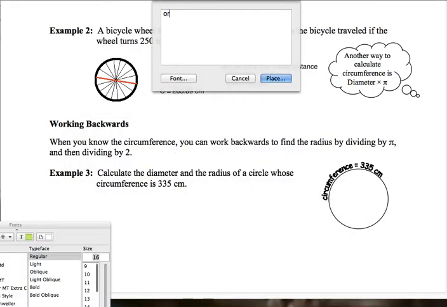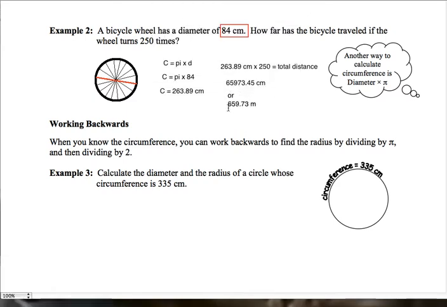So I could say that here, 659.73 meters. I could actually give that in kilometers too if I felt like it, but it would be less than a kilometer. So this is probably the best answer to have. And that's the one that I'm going to circle. But again, if you came up with 65,973.45 centimeters, that's a correct answer. So good for you. All right.